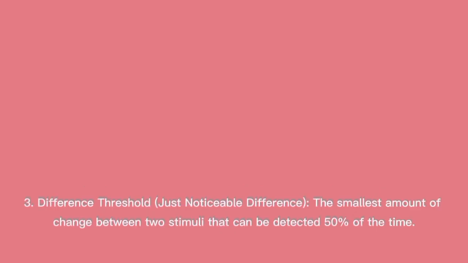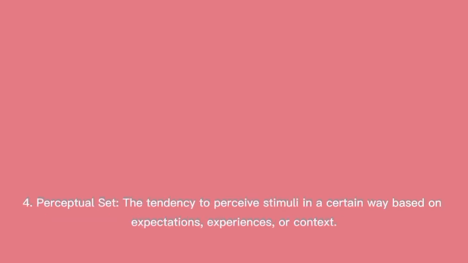3. Difference threshold. Just noticeable difference. The smallest amount of change between two stimuli that can be detected 50% of the time. 4. Perceptual set. The tendency to perceive stimuli in a certain way based on expectations, experiences, or context.